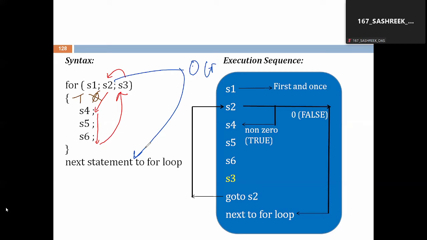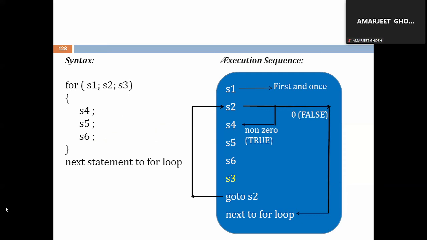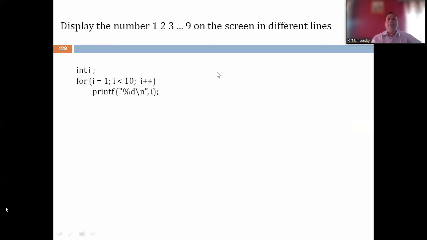Yes, sir. First you understood the syntax, how to write a for loop. Then we understood the execution sequence of the for loop. Now let's see one example. Same thing, I would like to display on the screen from 1 to 9. Simple example, small example. I wrote a loop like this.